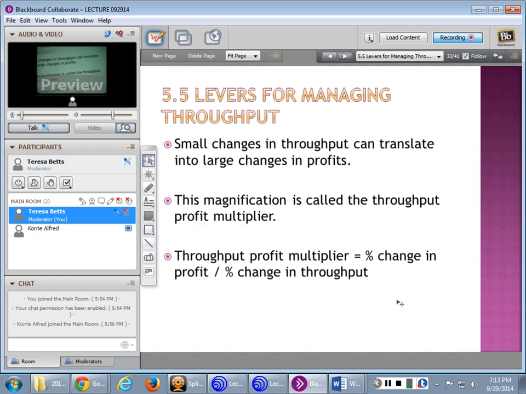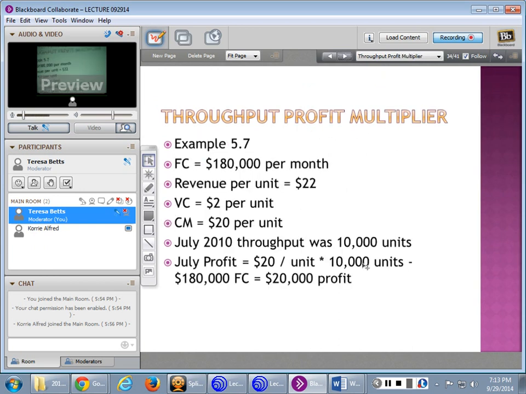Okay? What we do know is that when we manage our throughput, small changes in throughput can translate into large changes in profit. And this magnification is what we call the throughput profit multiplier. We calculate that by saying the percent change in profit divided by the percent change in throughput. And don't you know, we have an example.